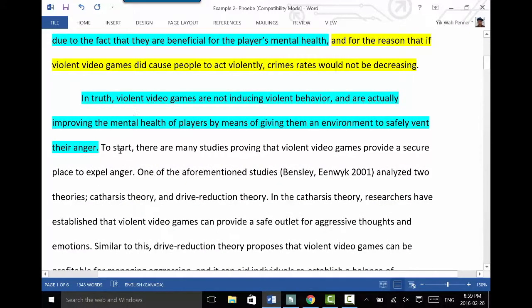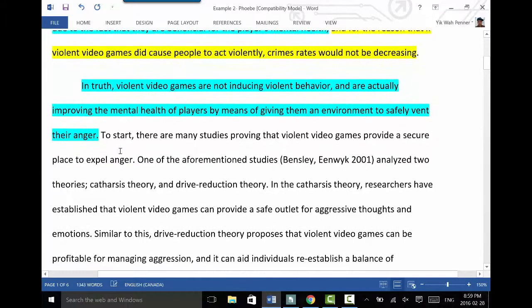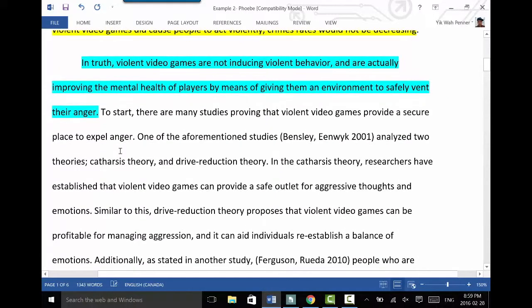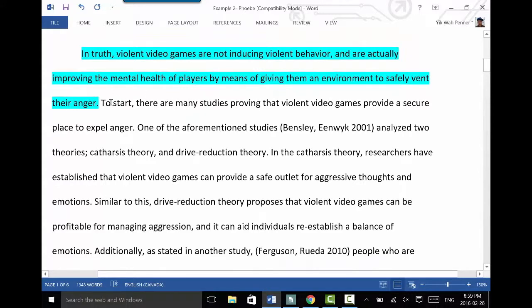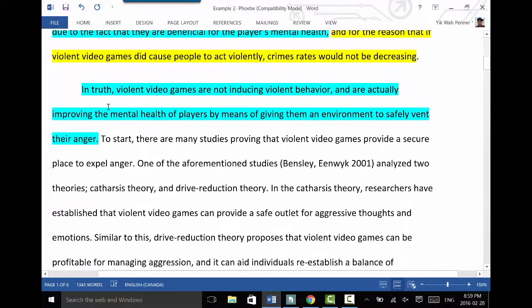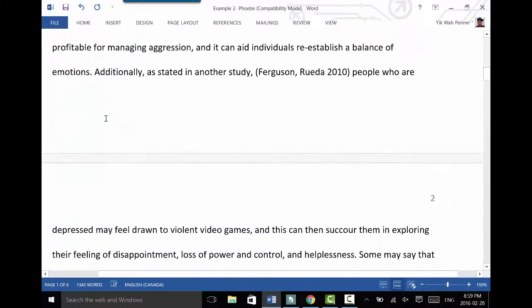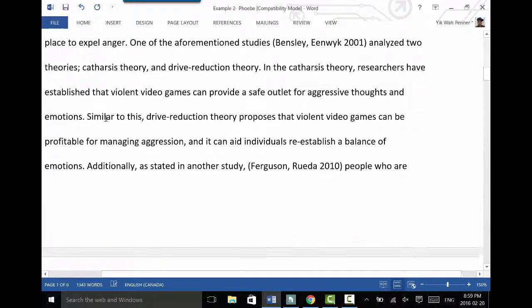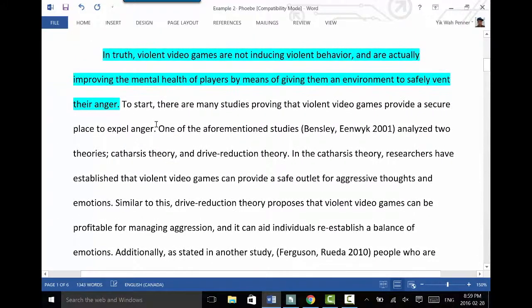In truth, violent video games are not inducing violent behavior, and are actually improving the mental health of players by giving them an environment to safely vent their anger. Okay, so that's her contention. So here, lead with your contention. Remember, you've picked your two contentions that you thought were strongest, and you're going to have those as your introductory sentences for your body paragraphs. Then it says, to start, there are many studies proving that violent video games provide a secure place to expel anger. One of the aforementioned studies, Bensley and Van Eenwyk, 2001.